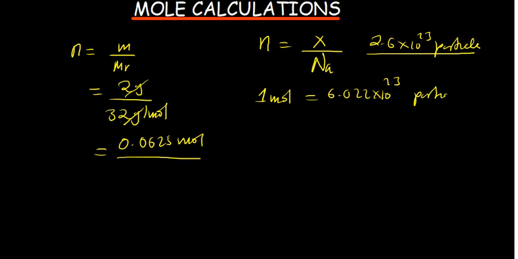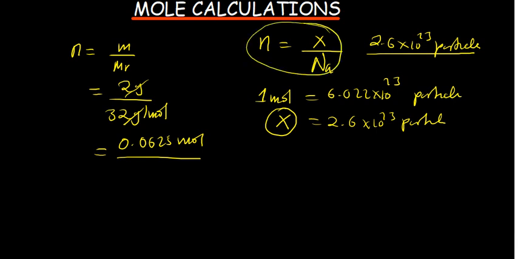Now you've been given 2.6 times 10 to the power 23 particles. You want to find out how many moles are in that compound. So you're going to cross multiply and divide, and the formula will give you this one. So number of moles is given by number of particles divided by Avogadro's number. That's another formula. If I want, I'll say x times this one, and 1 times this one, and then to remain with x, I'll divide both sides by this value.